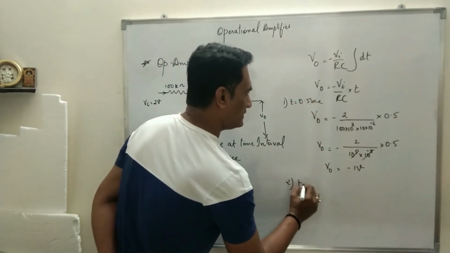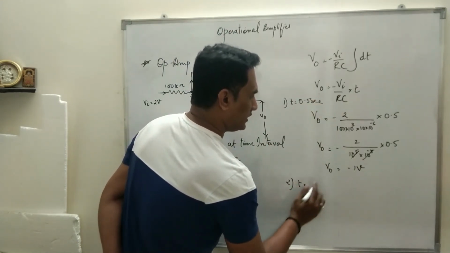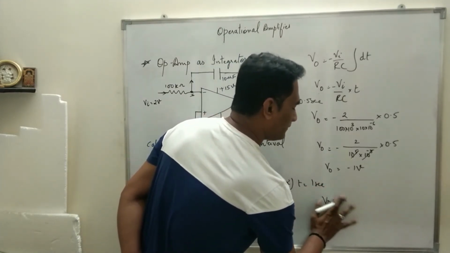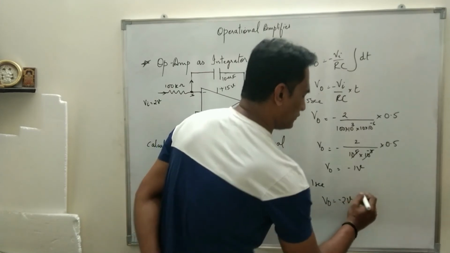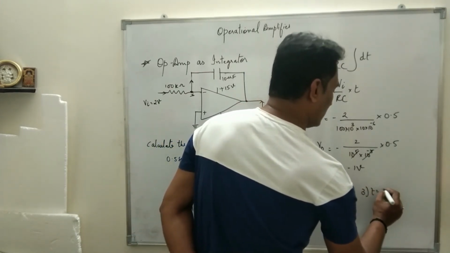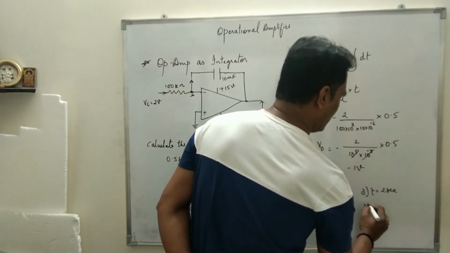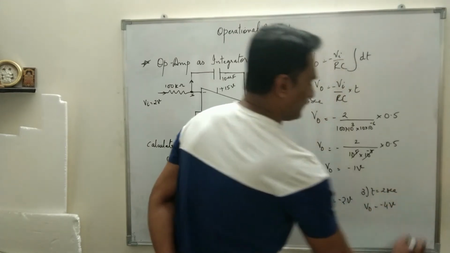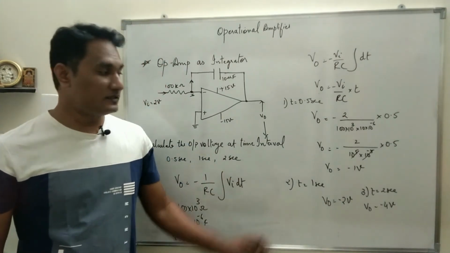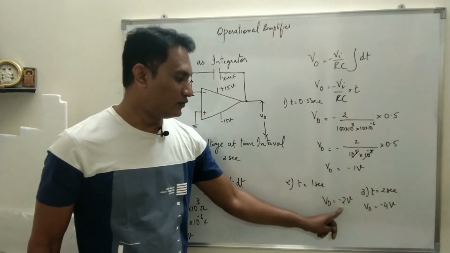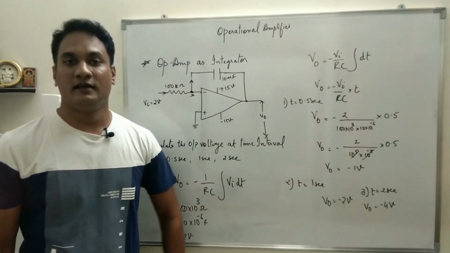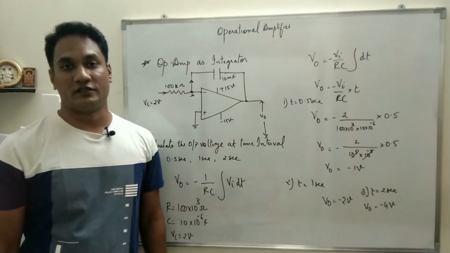Second case, t is equal to 1 second, so V0 will be minus 2 volt, and third, when t is equal to 2 seconds, V0 will be minus 4 volt. You can substitute the values and you will get these answers. Okay, so what you can see is with respect to time, the output voltage is gradually increased. So sometimes in some applications we need the output to increase with respect to time.